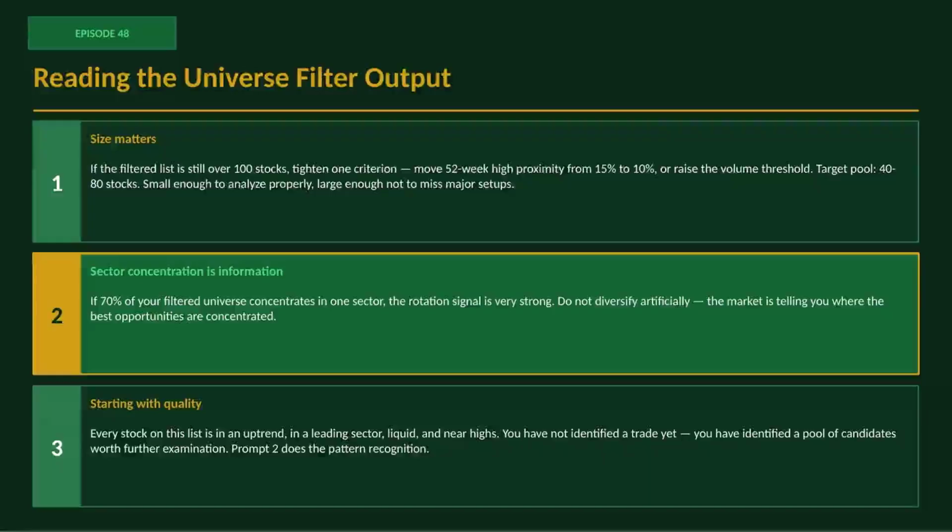Starting with quality, every stock on this list is in an uptrend, in a leading sector, liquid and close to highs. You have not identified a trade yet. You have identified a pool of candidates worth further examination. The next prompt does the pattern recognition.